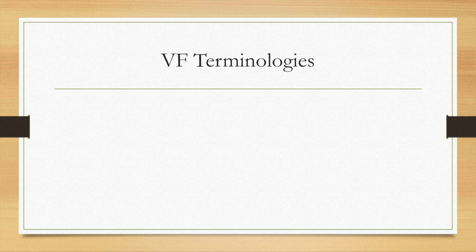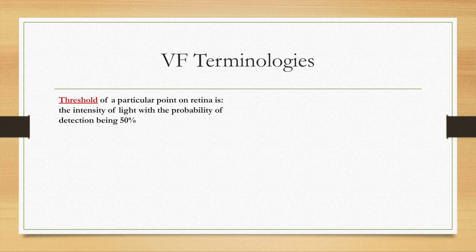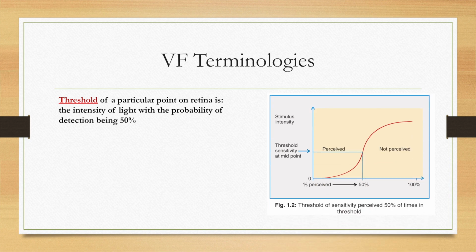Now the terms used in the visual field. I will start with the definition of the threshold. The threshold of a particular point on the retina is the intensity of the light with a probability of detection of 50%. What does that mean? Let's see this graph. The vertical axis is the stimulus intensity, the horizontal axis is the percentage perception, and we can see this point, which is perceived 50% of the time. It is the threshold sensitivity.